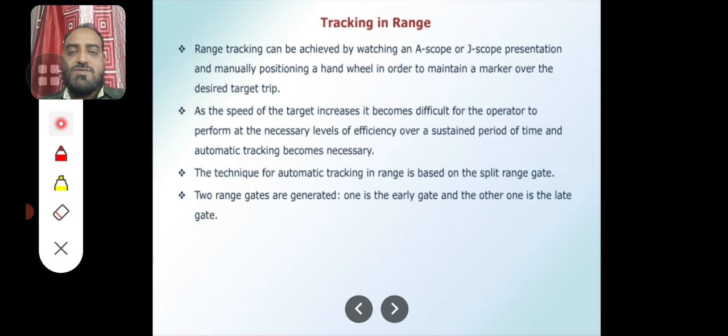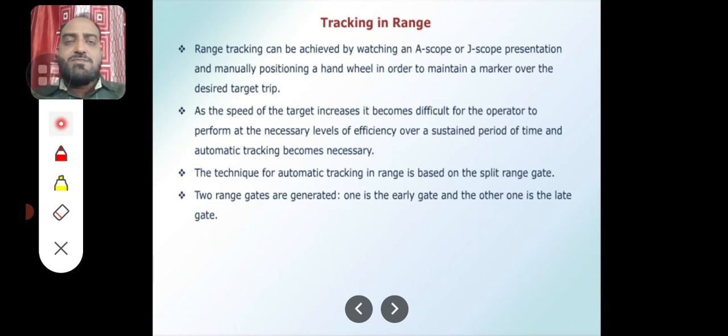In this lecture we will discuss tracking in range. Tracking can be achieved manually if you have a mechanism like a hand wheel which will control the azimuth and elevation angle of the radar with respect to the target movement. If it is a low speed target, then this is fine. What is the case if the target increases its speed? We cannot follow it. The requirement of automatic detection and automatic tracking becomes necessary.